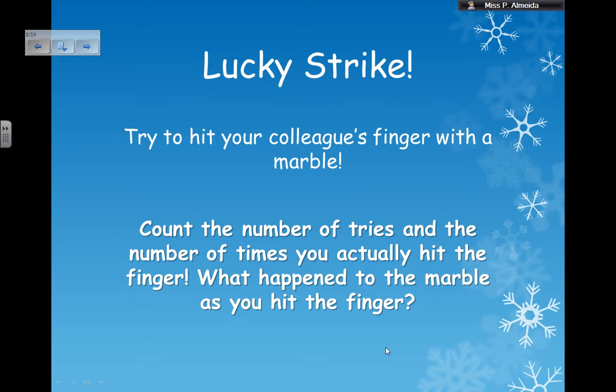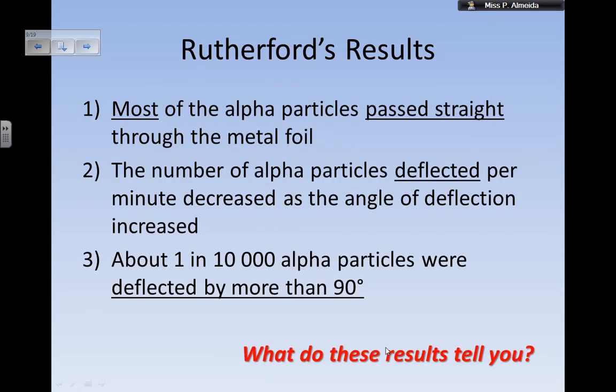The finger would be the nucleus and the marble would be the alpha particles. Count the number of tries, see what the overall result is, okay? And then you will see that actually your results, at least when I do this with my students, your results tend to be the same as the results in the experiment, which were the following.